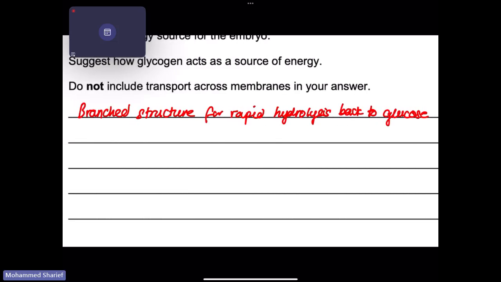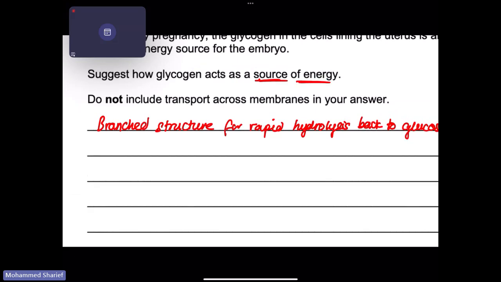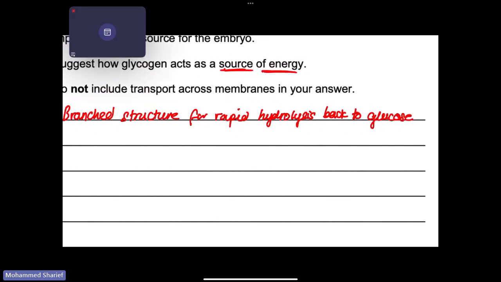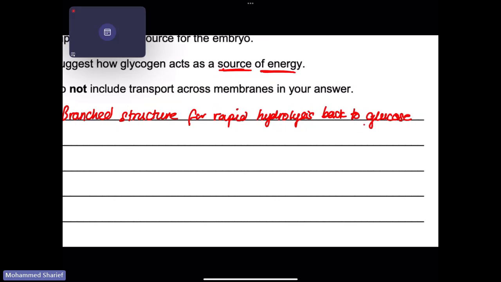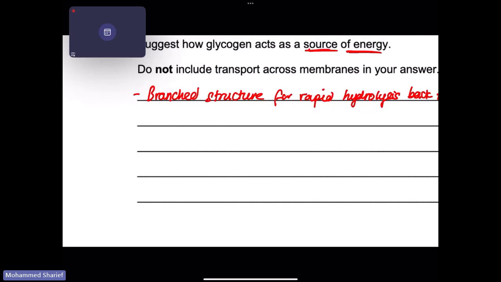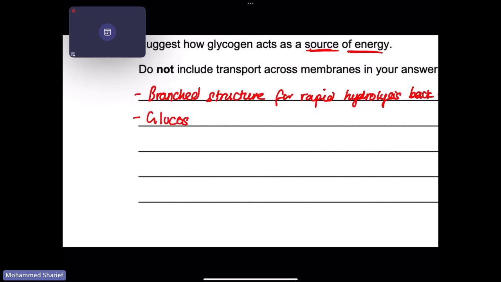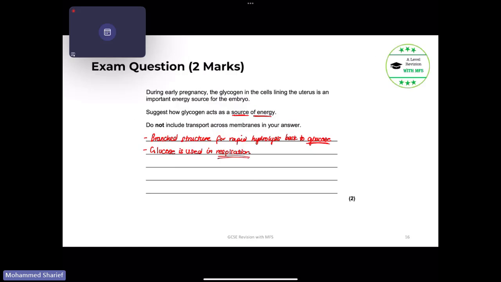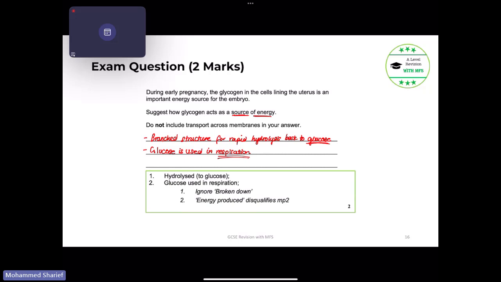And then how does it act as a source of energy? So this is a bit different. How does it act as a source of energy? Well, it acts as a source of energy because the glucose which is formed over here is used in respiration. The glucose is used in respiration. And whenever we're talking about glucose, just put in respiration there as well. It would never be negatively marked. But glucose is always used in respiration. And normally that's a point that mark schemes have and a point that people very much ignore. Okay, so hydrolyzed, so glucose is used in respiration.